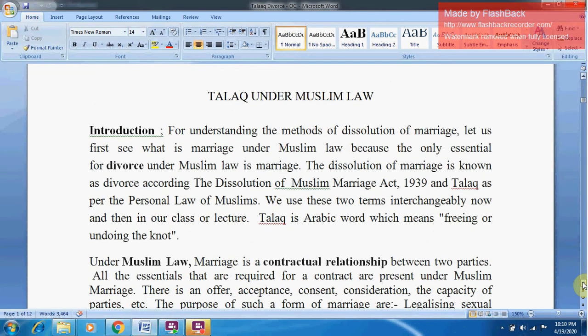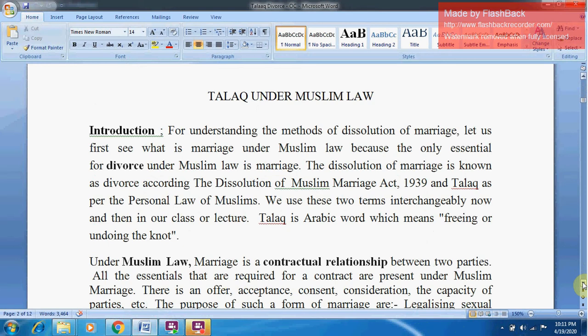Let me see the talaq under Muslim law, or we can say the divorce under Muslim law. As far as the introduction is concerned, for understanding the method of dissolution of marriage, let us first see what is marriage under Muslim law, because the only essential for a divorce under Muslim law is marriage. If there is no valid marriage, there is no question of divorce. Hence, first we will see what is a valid marriage. The dissolution of marriage is known as divorce according to the Dissolution of Muslim Marriage Act 1939, and talaq as per the personal law of Muslims, as I said earlier. We use these two terms interchangeably now and then in our class or lecture.